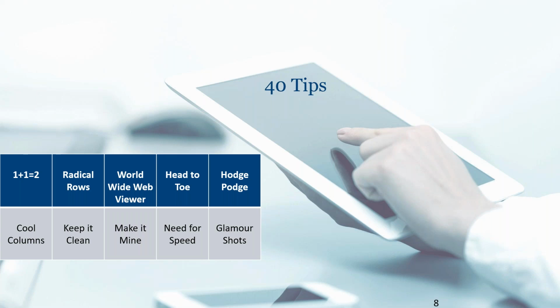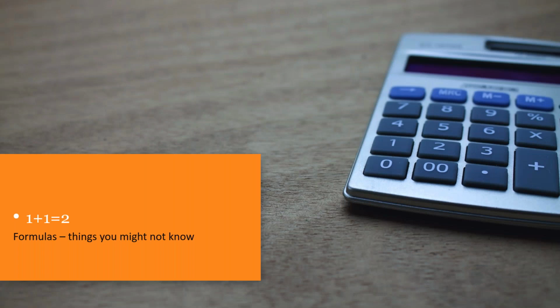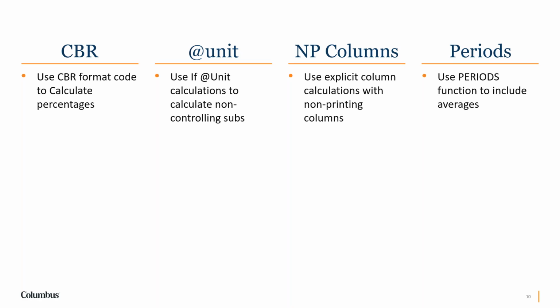So the first grouping is going to be the formulas. We're going to talk about using a CBR format code to be able to create percentage calculations, the use of @unit in a row to be able to do calculations, in conjunction with some non-printing columns, and then a periods function.